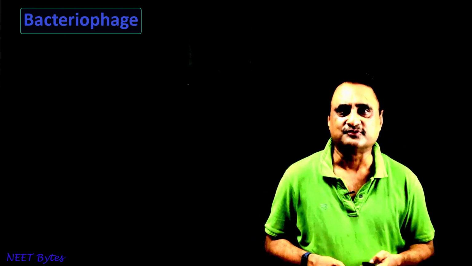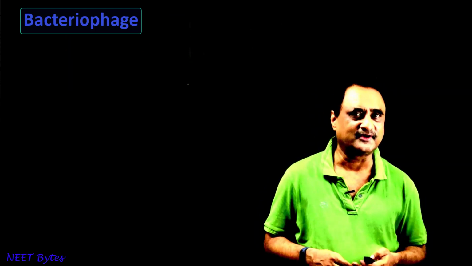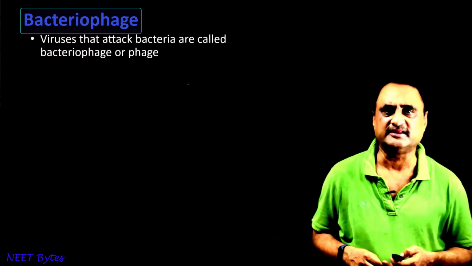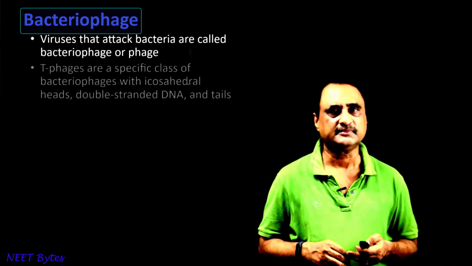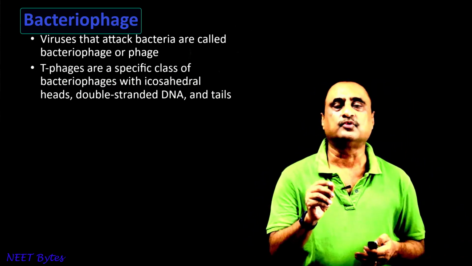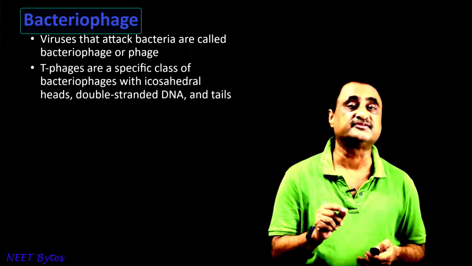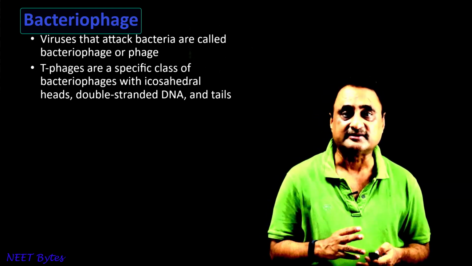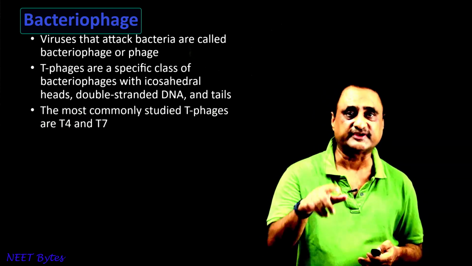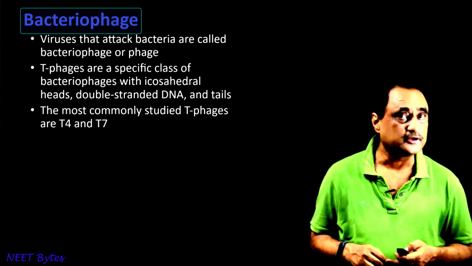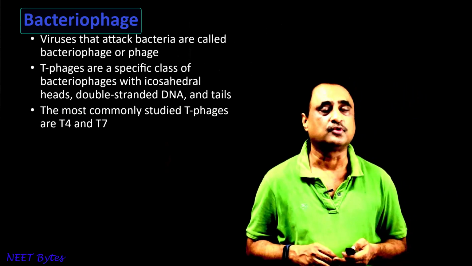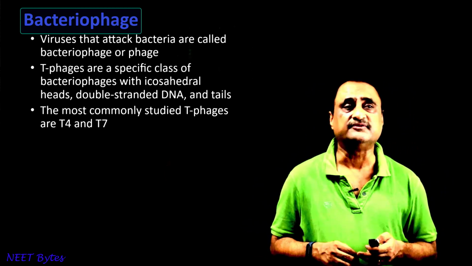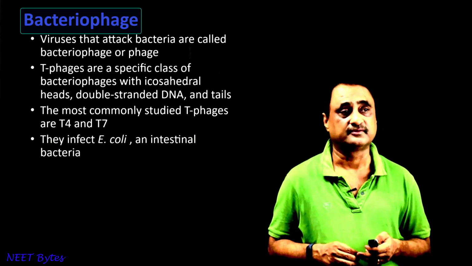Let's talk about the bacteriophage. This is the most studied one, and we have already discussed it. This is a virus that is going to attack bacteria, right? So what happens? One of the most studied bacteriophages is the T phage, right? T phage has double-stranded DNA as a genetic material. Outside, there is a protein coat. We already know that that protein coat is actually called a capsid. The most commonly studied T phages are what we call T4 and T7, okay?